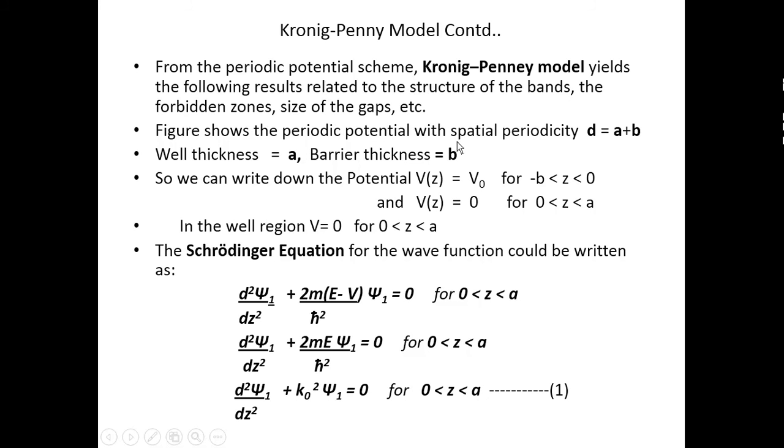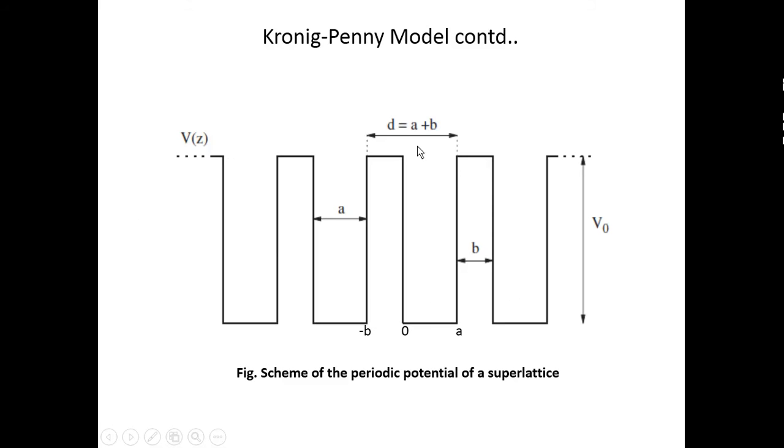The figure shows the periodic spatial potential with spatial periodicity D is equal to A plus B, well thickness and so on, which we have already discussed. Now we can write down the potential V(z) to be equal to V0 for minus B less than z less than 0. Just refer here: for minus B less than z less than 0, there is the barrier height, that is V0, isn't it? The potential is V0 here. Then what about 0 less than z less than A?